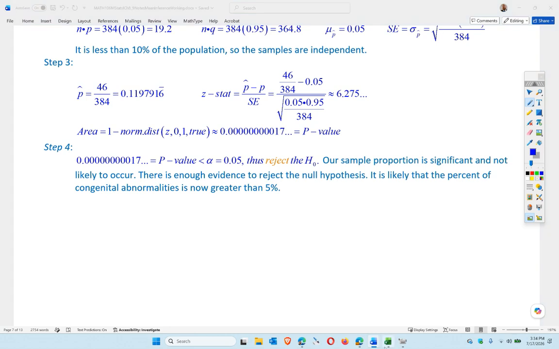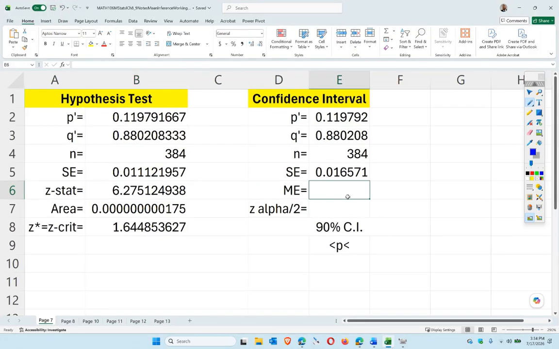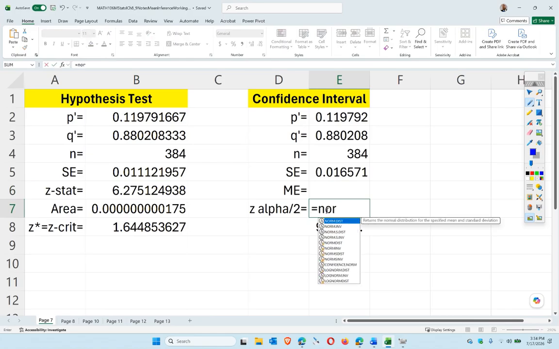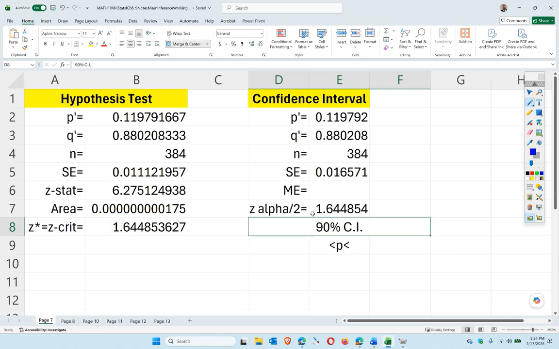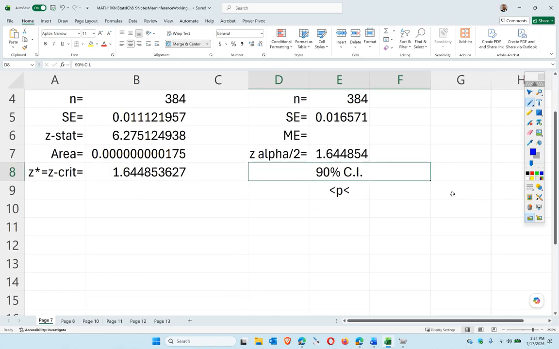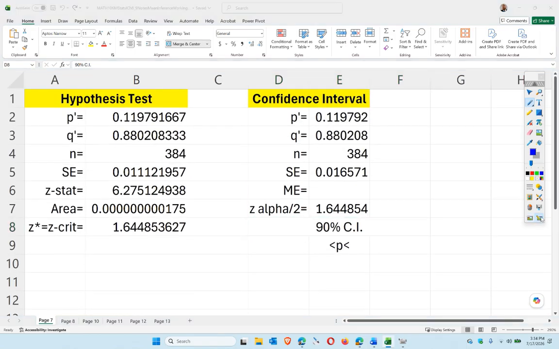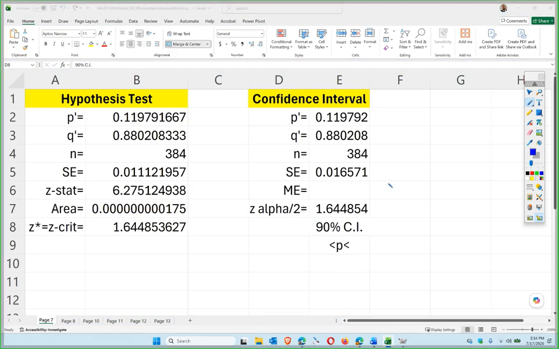All right, so do the confidence interval now. For the margin of error, we're going to use z alpha/2, correct? So this will be normal dot inverse 0.95, comma 0, comma 1. No, we don't do that. There we go, 1.64, correct? Because if we're doing a confidence interval, it's a two-tail. This is a two-tail, unlike the last one, which was one tail, correct?